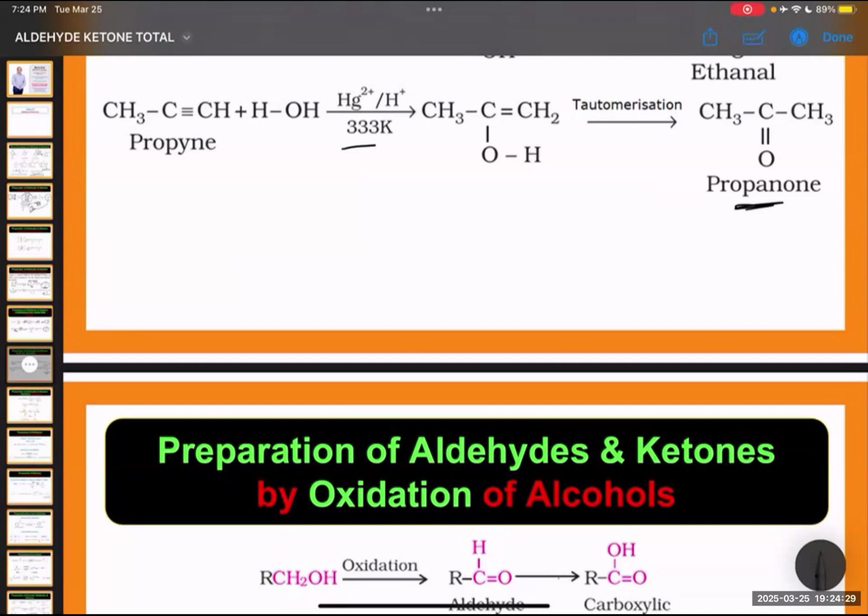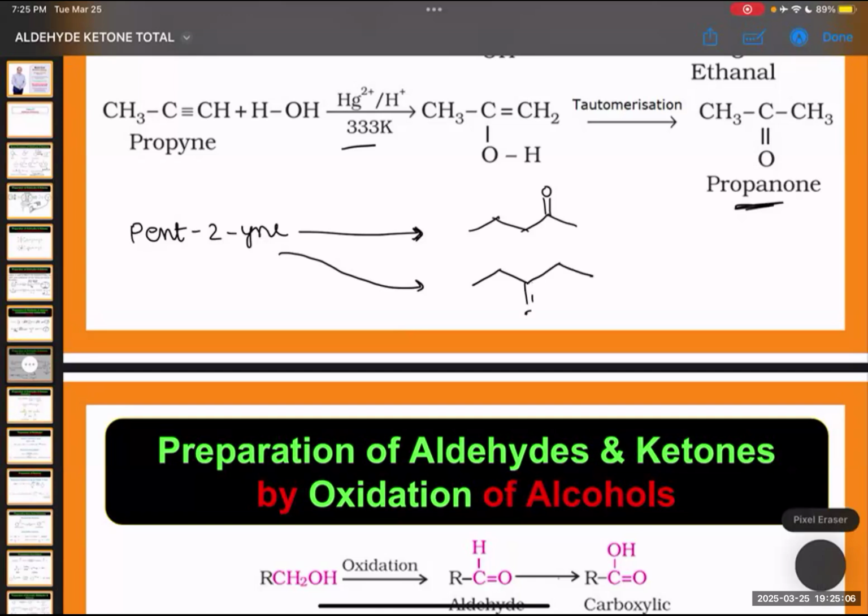Let me give you one question. If you have a pent-2-yne, how are you going to get 2-pentanone and 3-pentanone? So very simple. Triple bond is there.